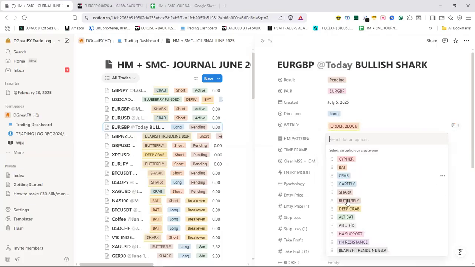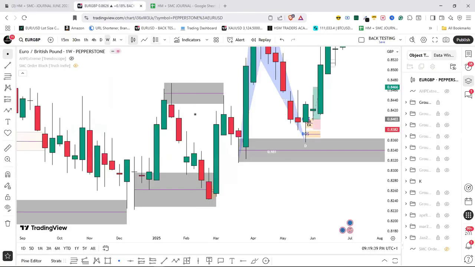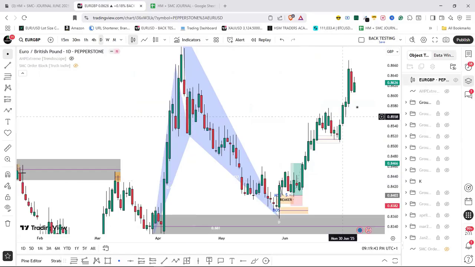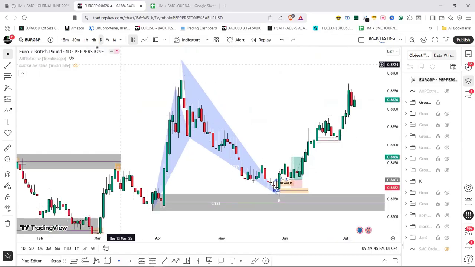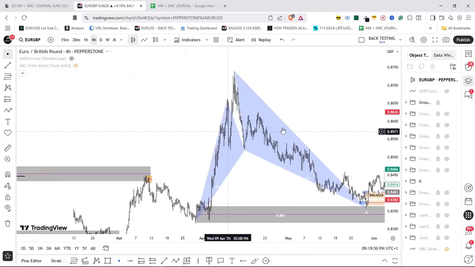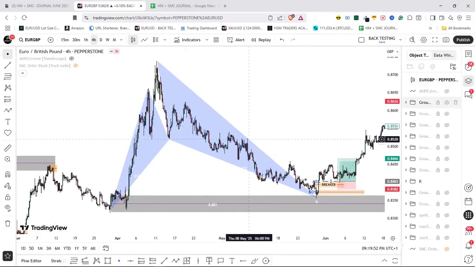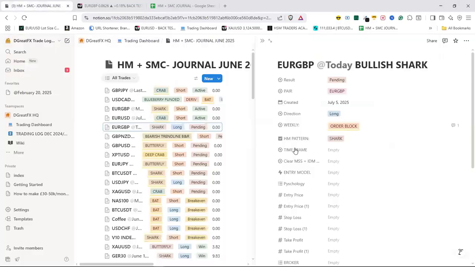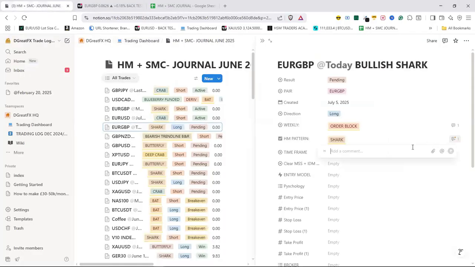Harmonic pattern, shark pattern. So shark pattern, let's look at the picture of that shark pattern. Let's go to the daily time frame, or on the 4-hour time frame. Okay. You take a screenshot of that. You've already mapped out your pattern because it's the weekend. So you have done all of these things on the weekend, and then you now take your screenshots, you copy the image, you come here, you paste it as a comment.